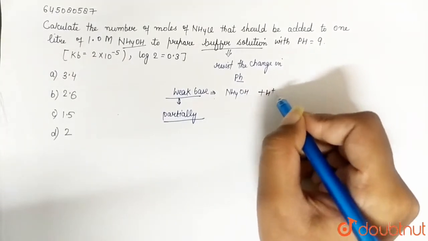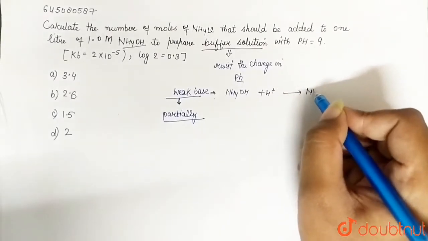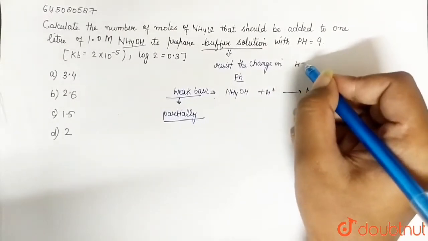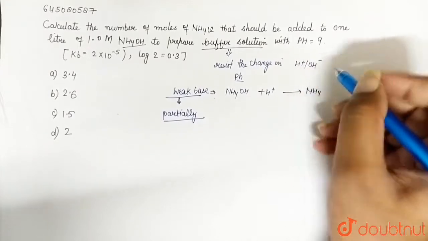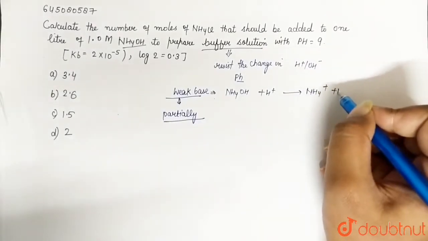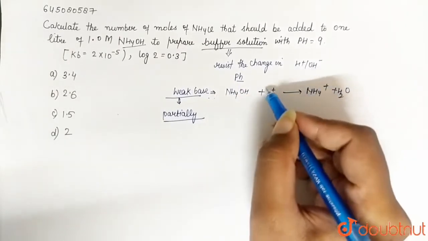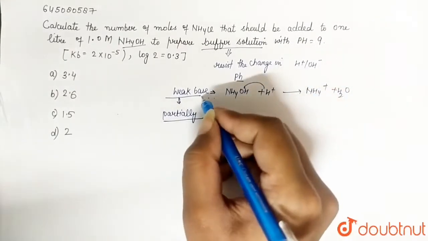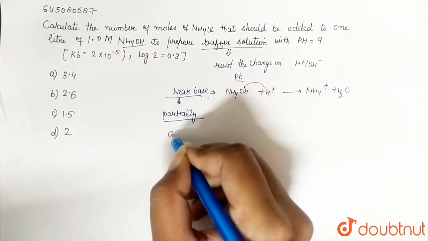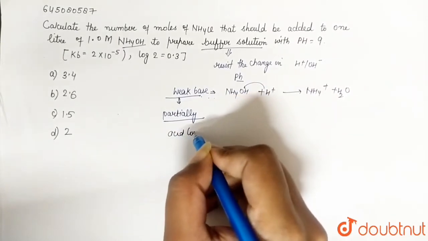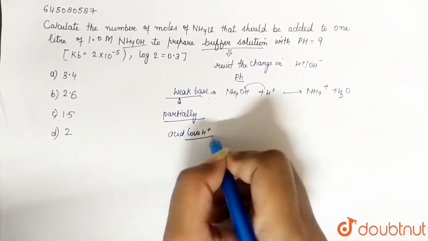In water we are having H plus and OH minus. So it forms NH4 positive and H2O. Now it is a base, that's why it is accepting the H plus. Why so? Because bases are those which accept the H plus and acids are those which lose H plus. So that's why it accepts the H plus.